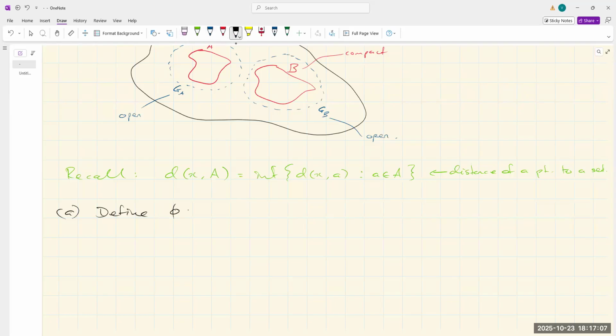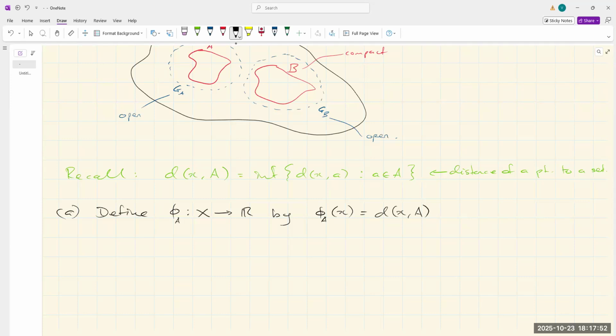Define phi from X into R. So phi is going to, sometimes this is written like phi sub A to emphasize that it is with respect to the set A. Okay, we can keep it like that. So it's going to take an element in the metric space X, and it's going to map it to its distance to A.